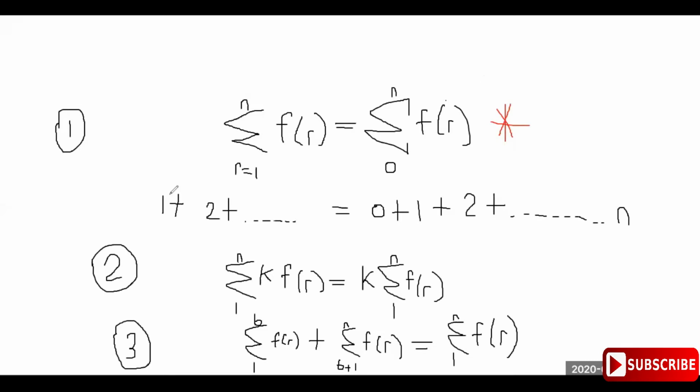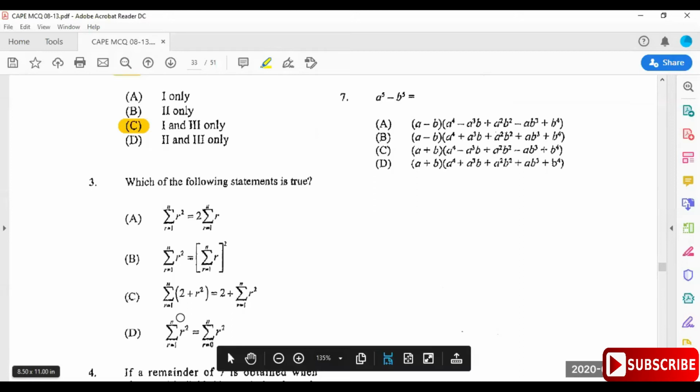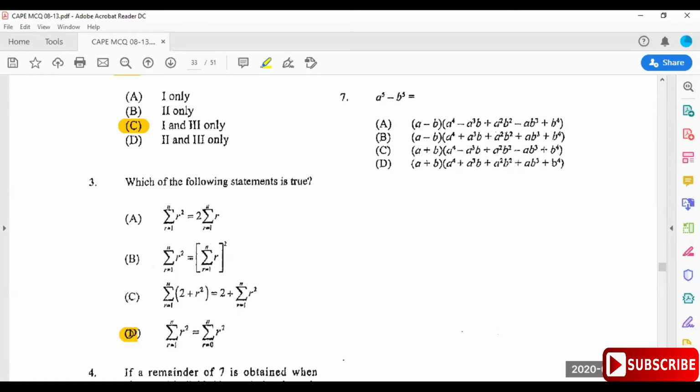So you go back to the question. The sum from 1 to n of r squared is the same as the sum from r being 0 to n of r squared. So that's this one. All right. So that's the property they're testing you on.